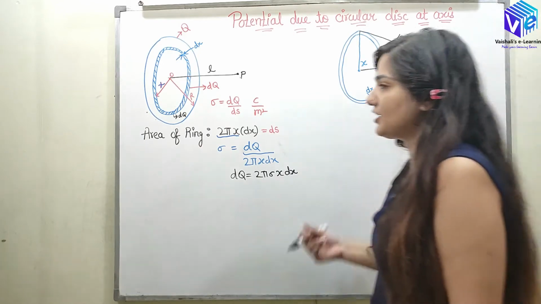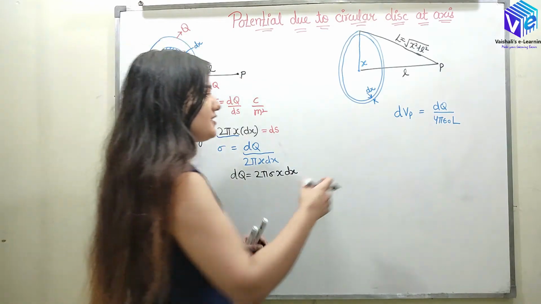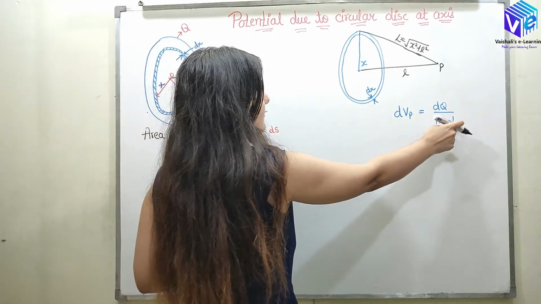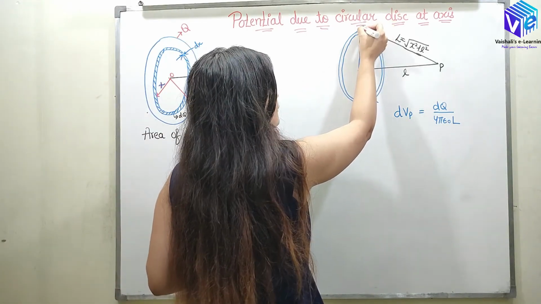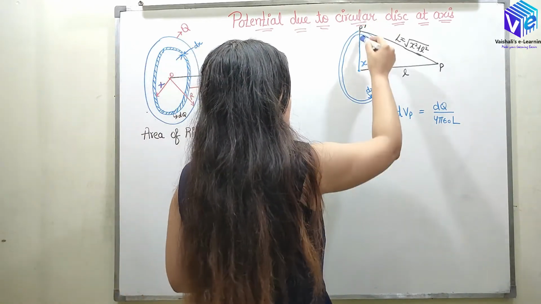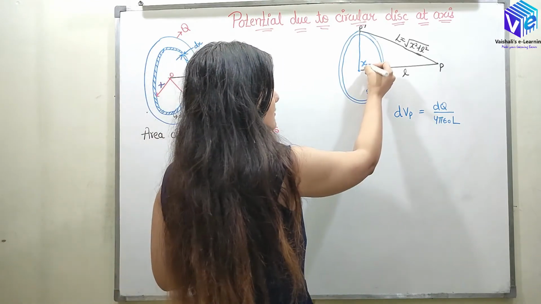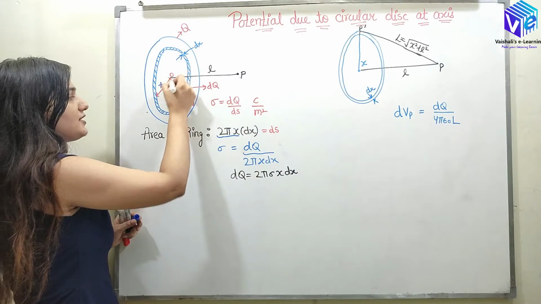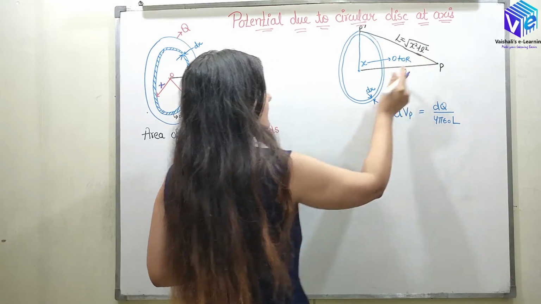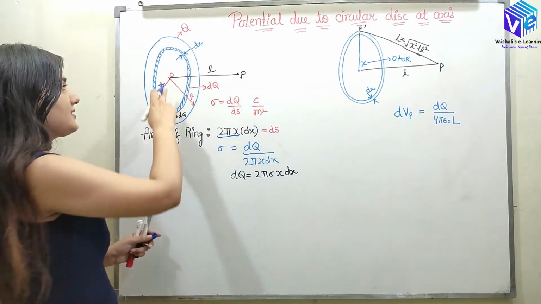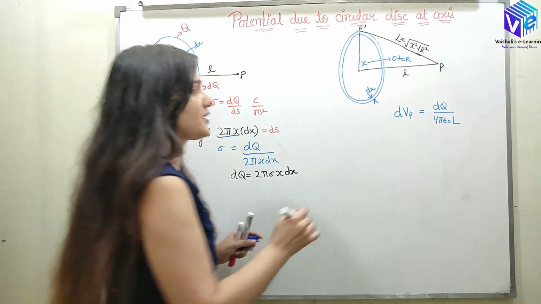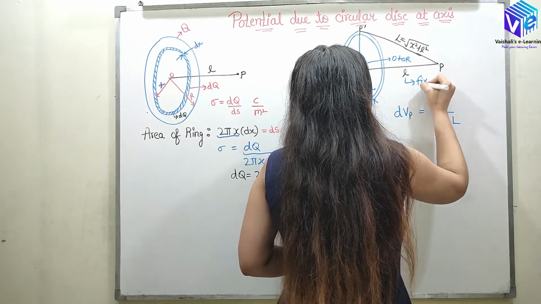So the small potential dVp is given as dq upon 4 pi epsilon naught L. Now this is capital L. Remember, this is the length from this point, let's suppose the point P dash, to the point P. So this x distance is the varying distance over here. X is changing from 0 to r, so I have to change x from 0 to r. Now this distance L is fixed. Distance L is from the center to the point P. For any of the rings, this L is fixed.